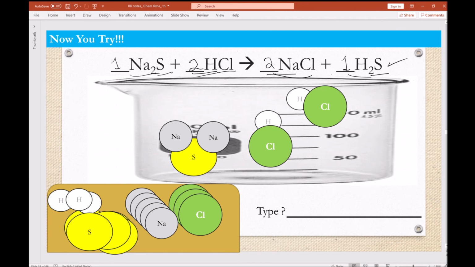What type of reaction has occurred here? I have sodium, which I'll label A, sulfur I will label B, hydrogen I will label C, and chlorine I will label D. Over here, sodium is A, chlorine is D, hydrogen was C, and sulfur was B. In this reaction, B and D, my anions in each compound, switched places, so that A could bond with D, and B could bond with C. This is a double displacement reaction.